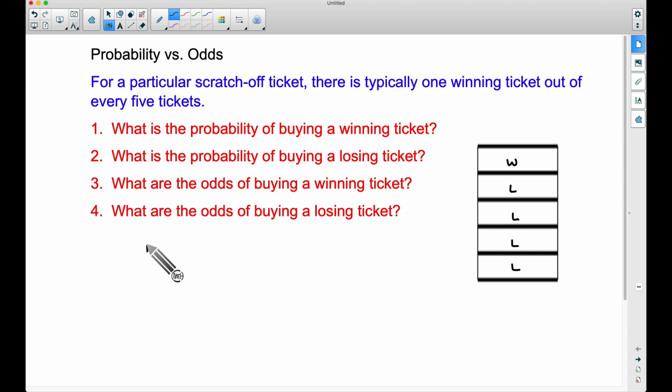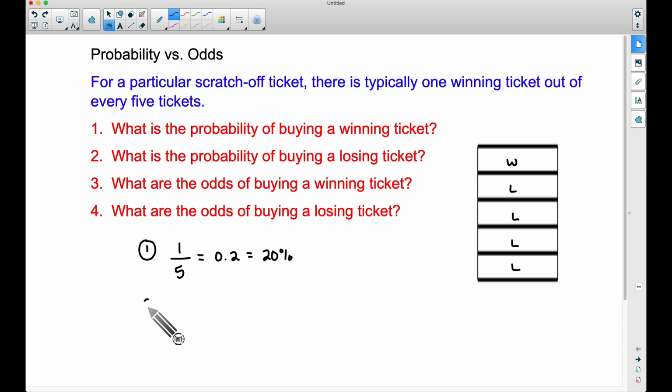Now question number 1 says, what is the probability of buying a winning ticket? Well, that answer is actually given right here in the problem. There is one winning ticket out of every 5 tickets. That is the probability of buying a winning ticket. Now we could divide this as well. 1 divided by 5 is 0.2, which means you have a 20% chance of buying a winning ticket.